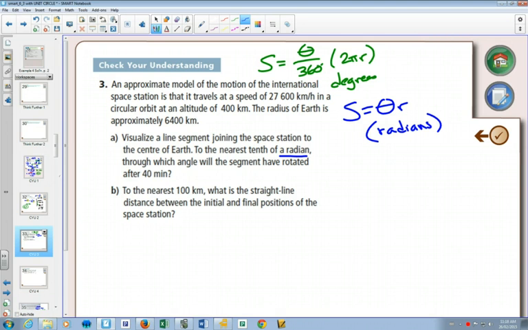So what we're going to do is we're going to draw the Earth. Pretty nice little Earth thing you have in there. There we go. Does that look like the Earth? Okay. And then 400 kilometers on top of the radius. So the radius of the Earth is 6,400. And then another 400 is this space station.